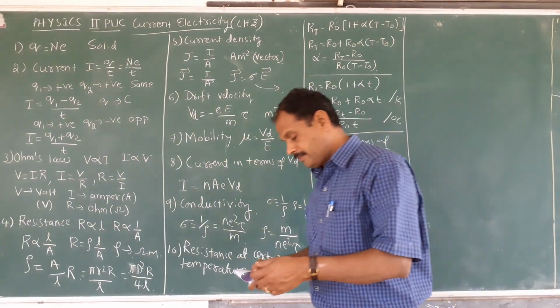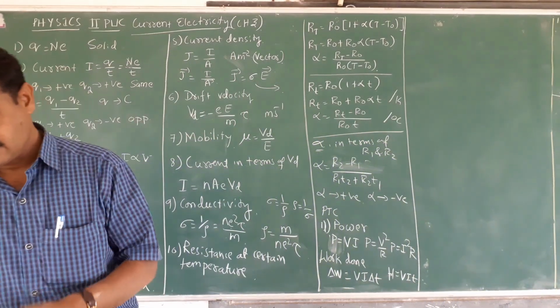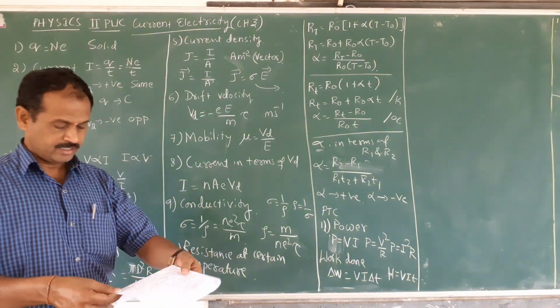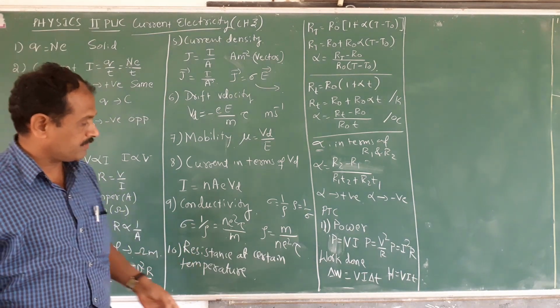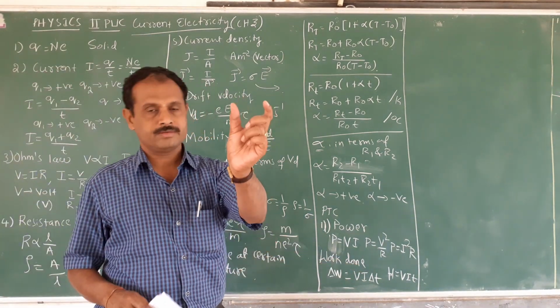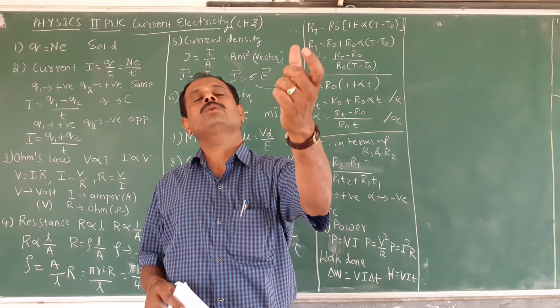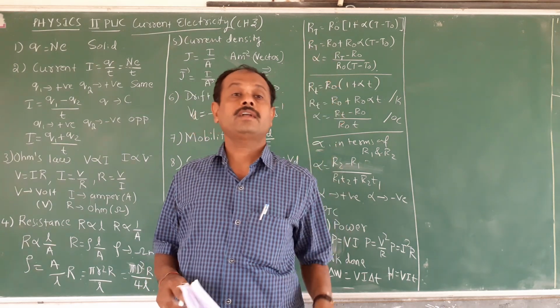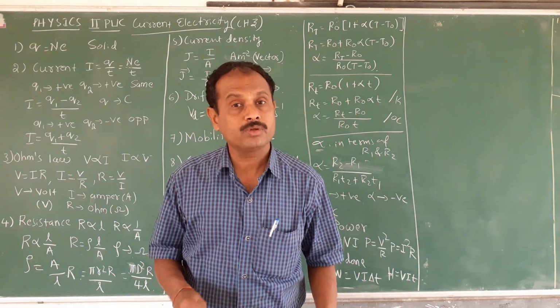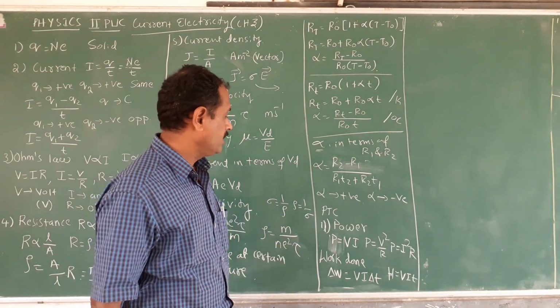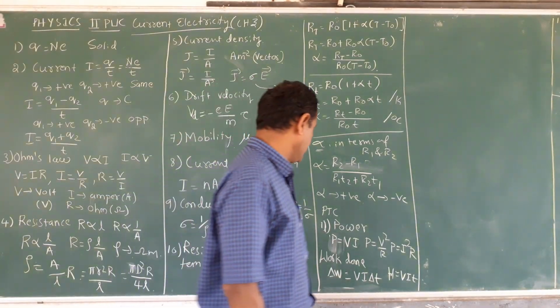Whatever the work done is said to be heat generated. It mainly depends upon what factors: whatever the applied voltage, whatever the current flowing through the coil, and the time for which current flows through the coil. On these factors, power and heat generated depend.